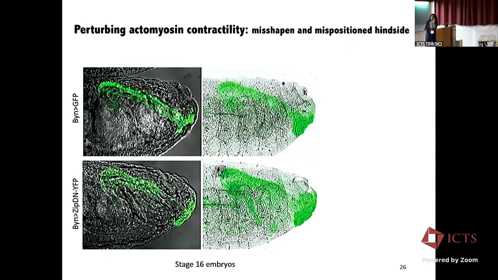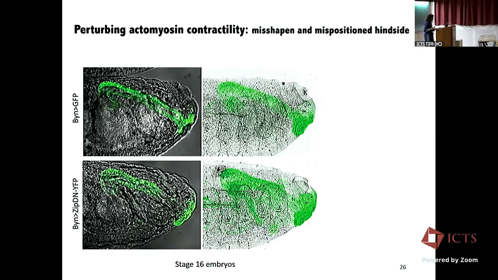And eventually, I'd like to point out that if you perturb actomyosin contractility, you don't position the organs in the right place. So these are unperturbed embryos. This is the end of the gastrointestinal tract, which you can see is fairly nicely confined to a smallish region here. You perturb contractility, you have an expansive hind end. And it's also misshapen.